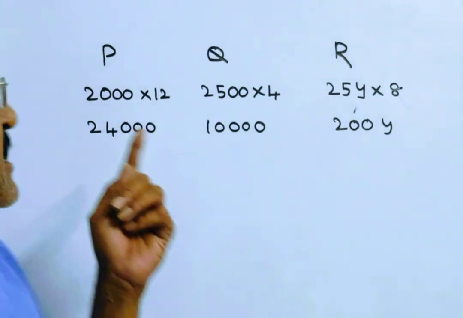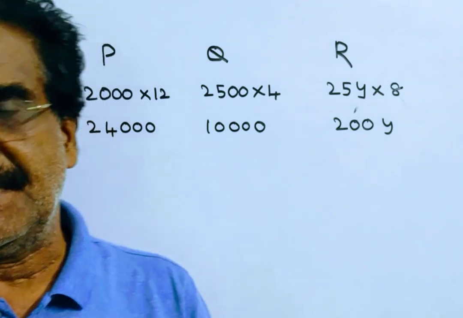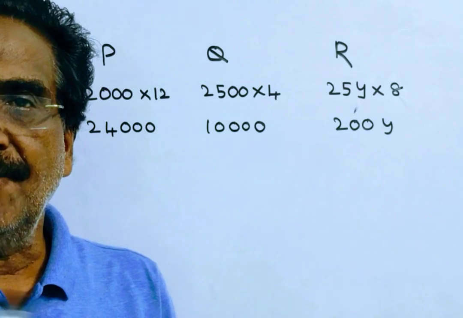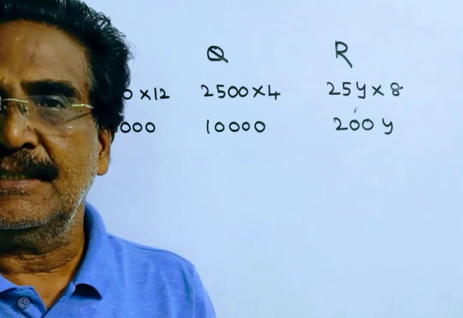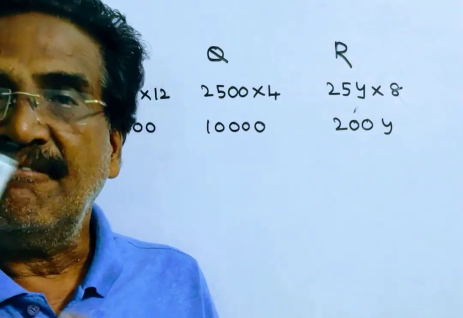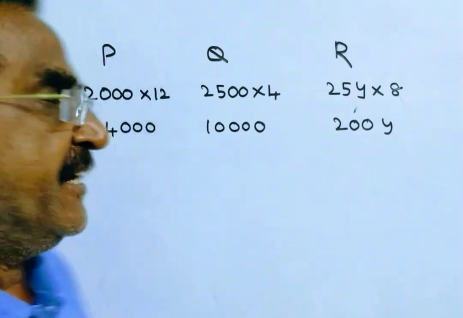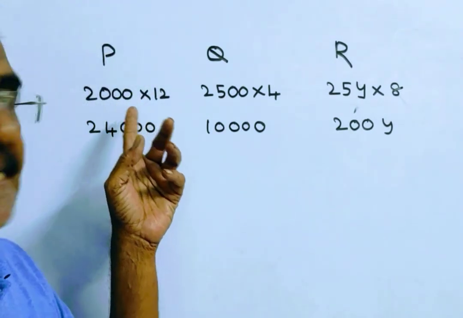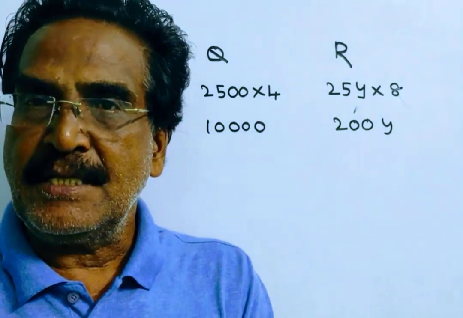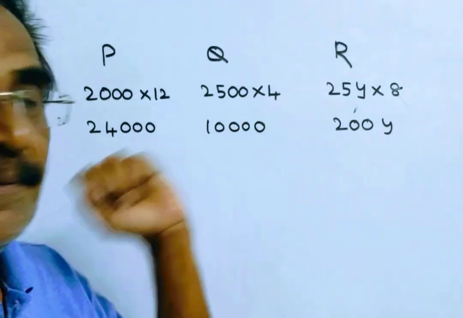See friends, P invested 2000 rupees and Q invested 2500 rupees in a business. After 4 months, Q left and R joined with Y% of Q's capital. See friends, P has been in the business for only 12 months. Q left after 4 months. So Q was in the business only for 4 months into 4.